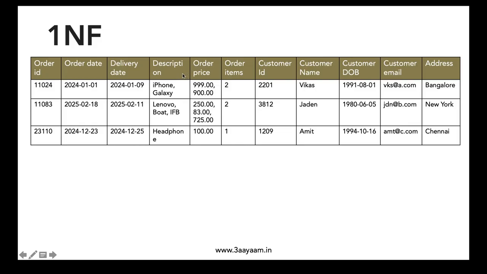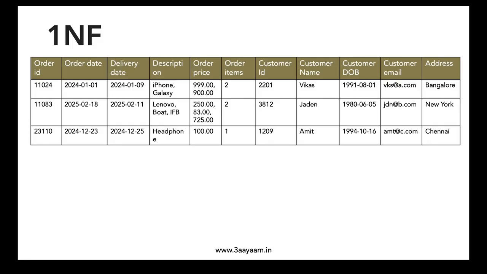In the second one, we have three descriptions: Lenovo, Boat Electronics, and IFB, and we have order price for all three. Similarly, in the third one, we have order ID, order date, delivery date, and there's only one item, it seems, or one price, order items, the customer who ordered, and the customer details. So this is the sample data, and we have to go through first normal, second normal, and third normal form and create entities, attributes, relationships, etc. using these normal forms.